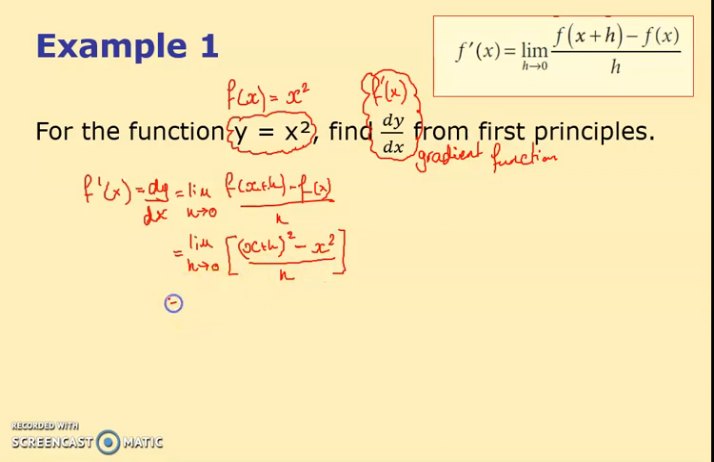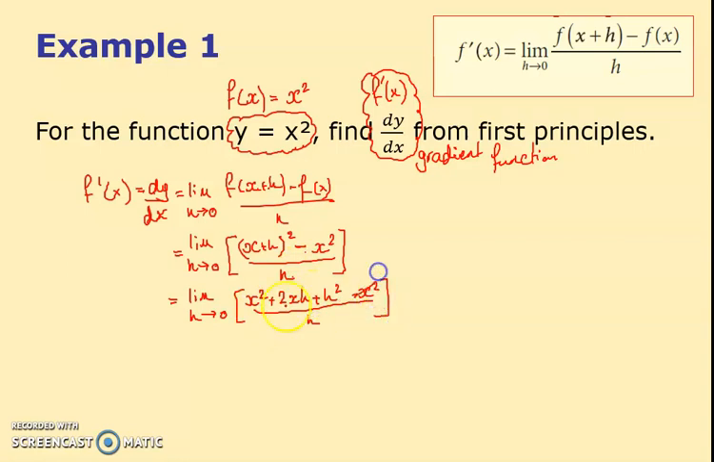Now, I know it's a bit annoying, but keep writing this limit as h tends to 0. And I've got to multiply out that bracket. Now, you're either good at these or you're not. It's x squared plus 2xh plus h squared. Don't forget to take away x squared. Don't forget to divide by h.